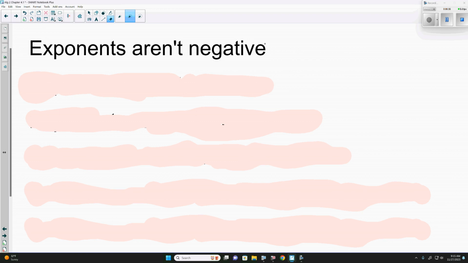First thing, exponents aren't negative. Exponents cannot be negative, and I would make sure to write these down. So I'm going to put an example: x to the negative 1. We cannot have a negative exponent attached to a variable. We could have 2 to the negative 1, that's fine. But I can't have a negative exponent attached to a variable. That's not going to work.